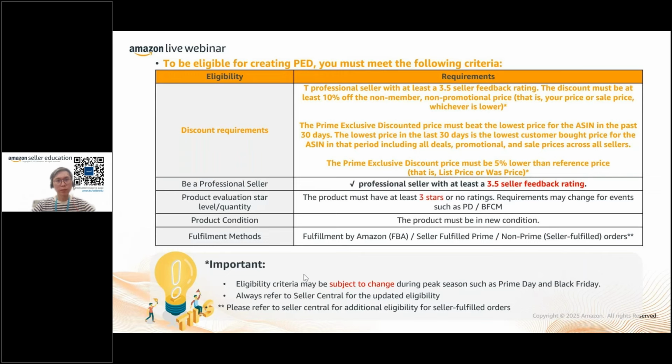Do take note that the discount requirement may be subject to changes during peak season, such as Prime Day, Black Friday, Cyber Monday. So I would suggest that you always refer to the page itself when you're setting up your discount during the period.